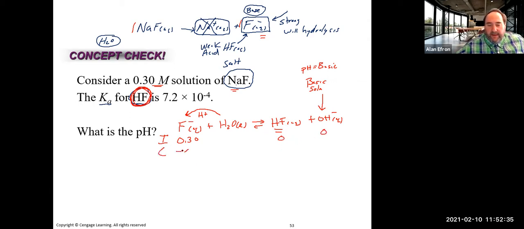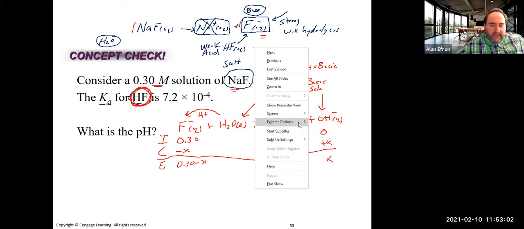Change would be minus x, and plus x, which means when we get down to equilibrium here, 0.3 minus x, and x. So the ICE table is very similar to ICE tables we've done before. The problem most people have is getting that equation correct up on top. Any questions on that?